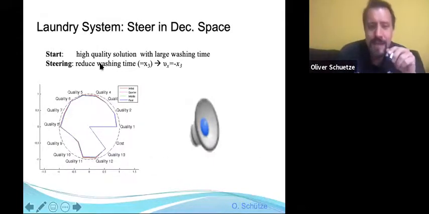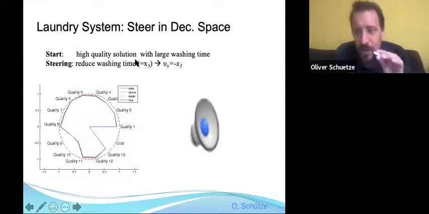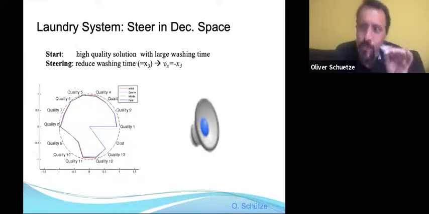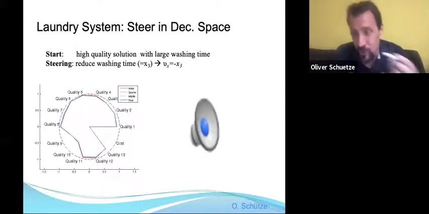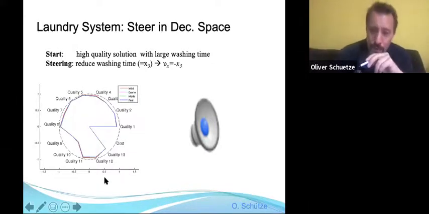So we've taken another time a high quality solution, which also had a large washing time. Now we can make the same steering in decision space. Now we said, let's remove X3, which is the washing time, leading to the following video.